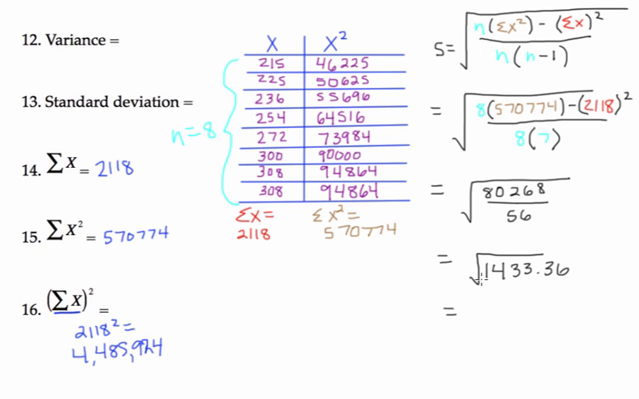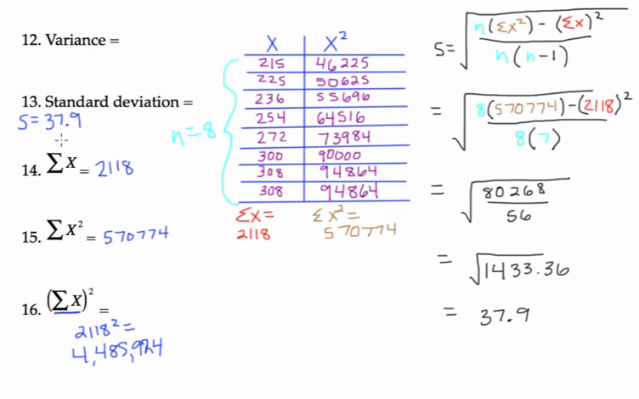And last but not least, I take the square root of that number and I round to 1 decimal place. Don't round until the end. That is my standard deviation. So my S equals 37.9. You can also use a calculator to get this if you want.